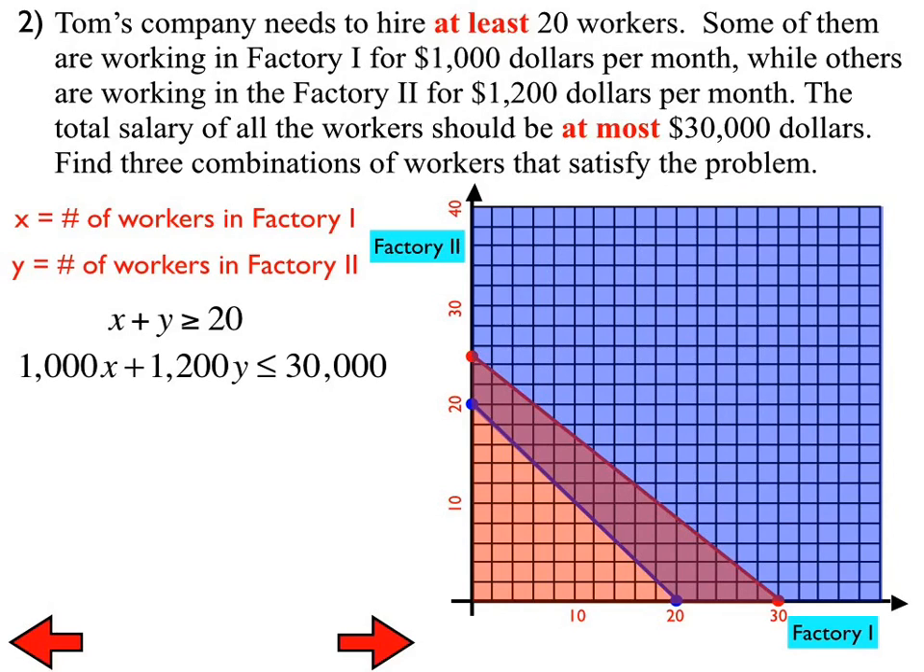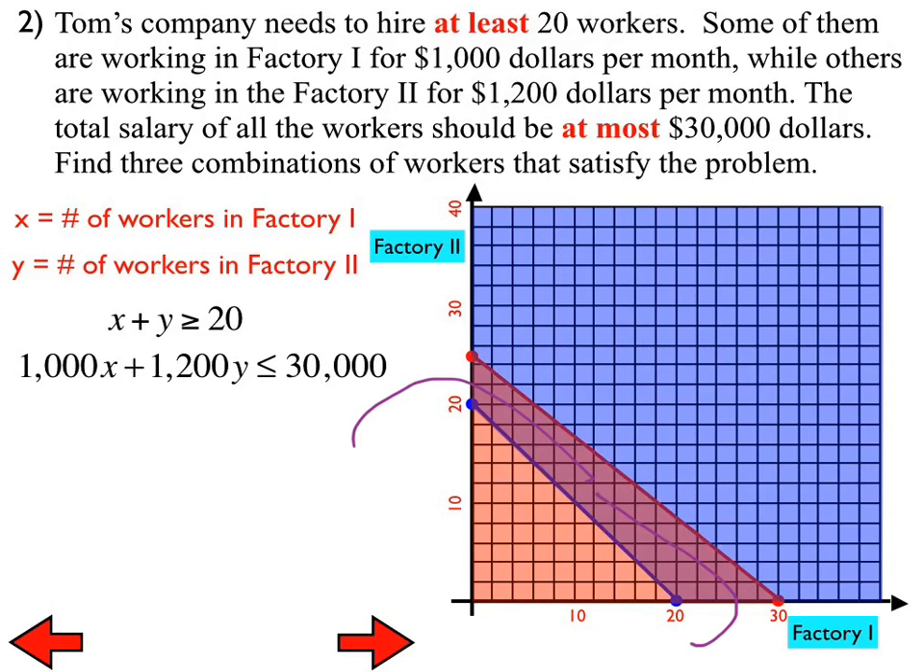Yeah, so what you're saying basically is that every single ordered pair inside of this region right here will be a combination that will satisfy this problem when we're comparing the number of workers in factory 1 and in factory 2.